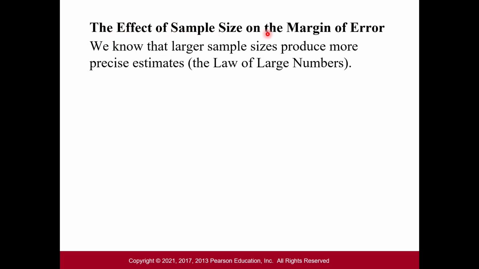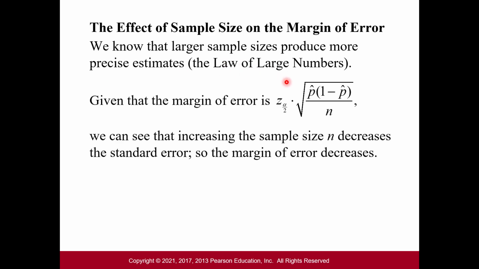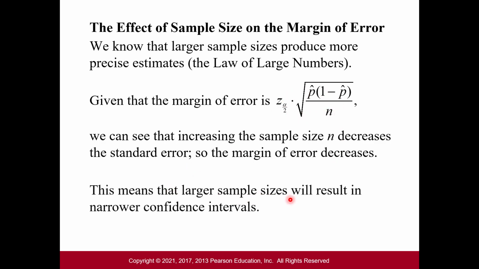So the effect of sample size on the margin of error. How does sample size affect our margin of error, essentially? So we know that larger sample sizes produce more precise estimates. This is something we learned a long time ago, the law of large numbers. So given that the margin of error is this calculation, our z-score times our standard error, we can see that increasing the sample size n decreases the standard error. So the margin of error decreases. Basically, by making this denominator larger, this is going to decrease. So this means that larger sample sizes will result in narrower confidence intervals.